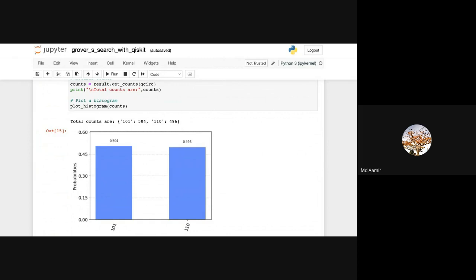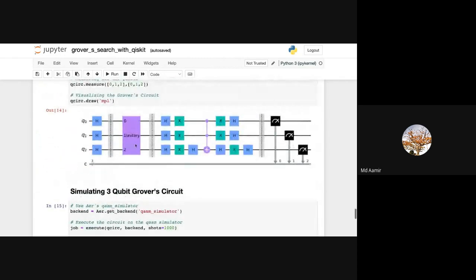Now again, we may wonder why only one iteration is working when we had the 3 qubit case. We saw in the slide that for the 3 qubit case, we need at least 2 iterations, which will give us 94.12 percent probability of observing the solution. But why do we need only 1 iteration here?